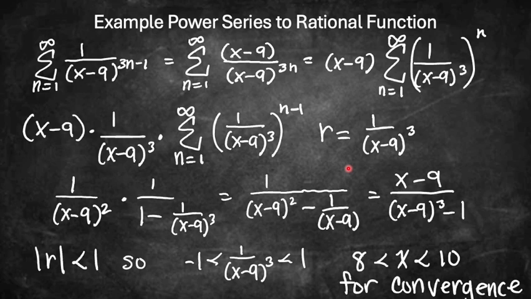If that value of x falls between 8 and 10, then we can write this series that we had at the beginning, this power series, as a rational function here that's x minus 9 over x minus 9 to the third minus 1. But x has to fall between 8 and 10 for that to work.